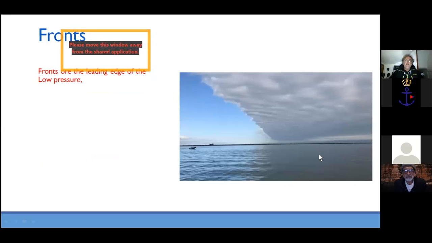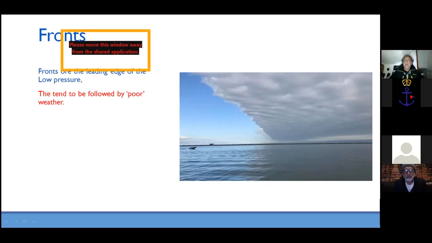Okay, then you've got fronts. Now, when you bring a low pressure in, it's going to have weather with it. So fronts are the leading edge of that pressure system. It's a beautiful picture of a front here. You can see how the cloud is lifting. It's just being pushed up and creating cloud.